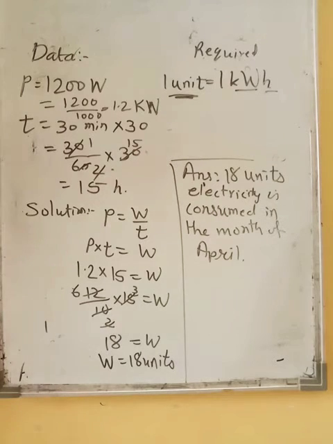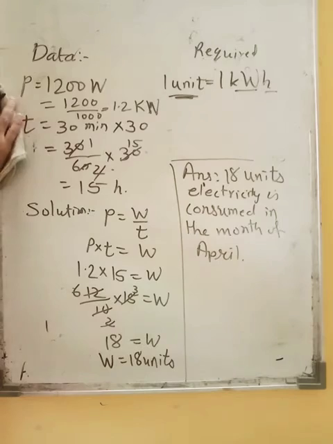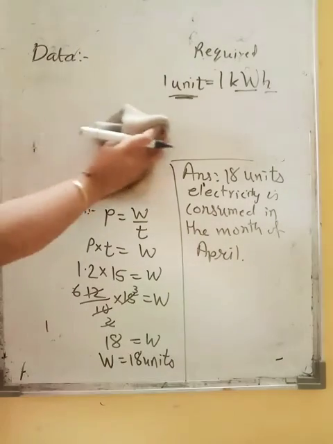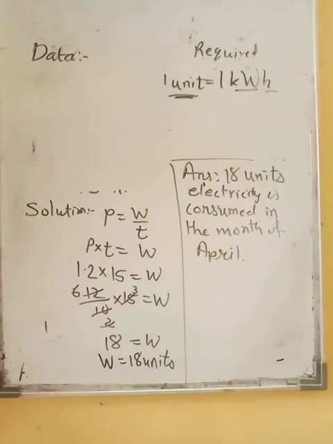Write it down quickly. Then we will go to the next sum. Now the next sum says, if the energy of a ball falling from a height of 10 meters is reduced by 40%, how high will it rebound?